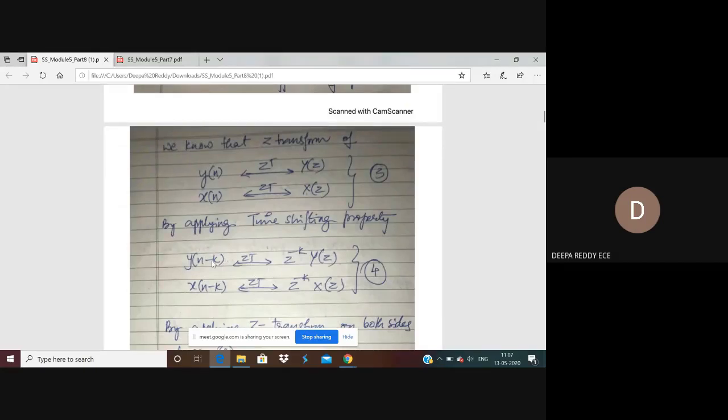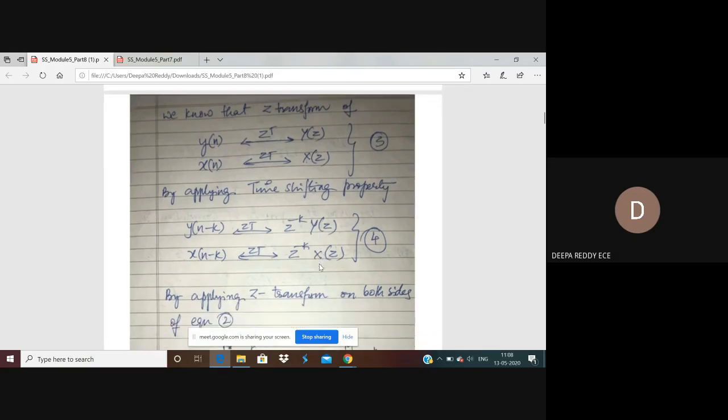So z to the power of minus k into Y(z). x of n minus k z transform is z to the power of minus k into X(z). So this is straight away from the property statement we have discussed along with proof. We are writing the time shifting property, which says that y of n minus k z transform is z to the power of minus k into Y(z), and similarly for X(z). Now we are applying this time shifting property in our equation 1.